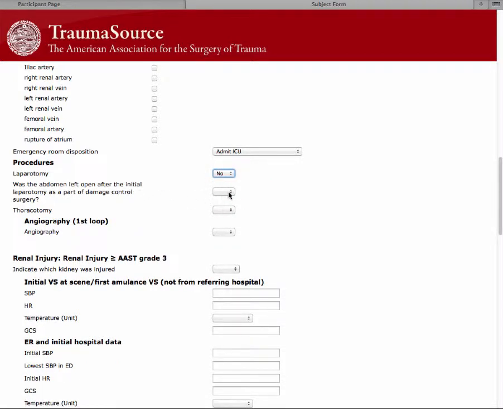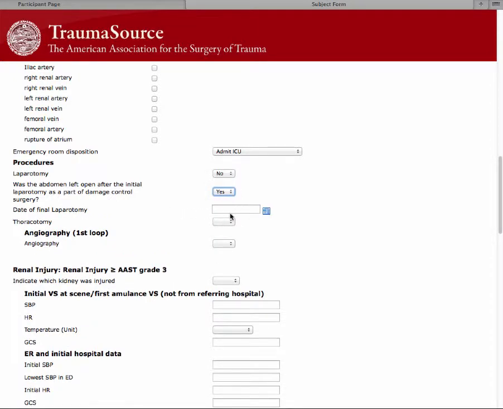Was the abdomen left open? Obviously there was not a laparotomy, so that was no. If the patient had been left open, then we'd say the date of the final laparotomy, which presumably is when the abdomen was closed.